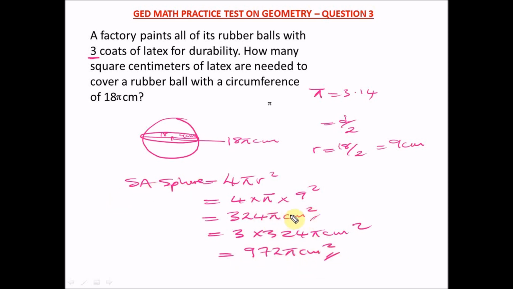So this is the amount of square centimeters of latex needed to cover this particular rubber ball, which has a surface area of 324 pi centimeter square and needs to be coated 3 times. Okay, so this is our final answer.